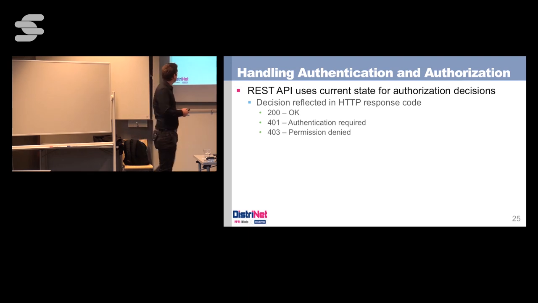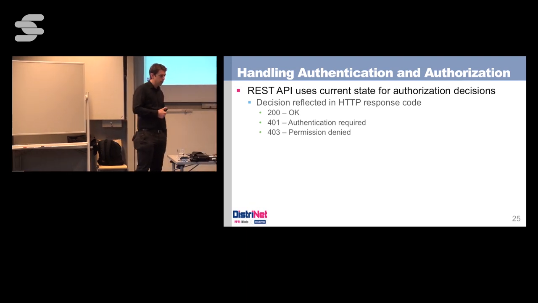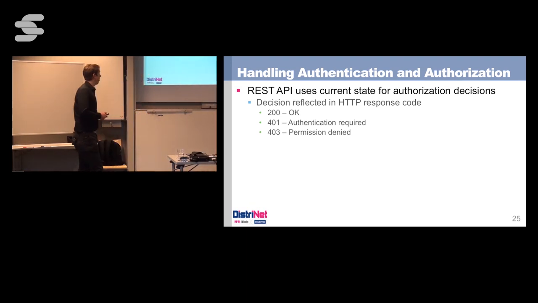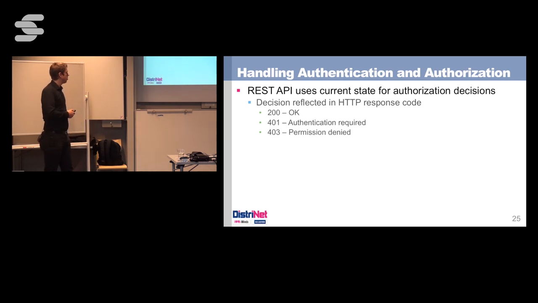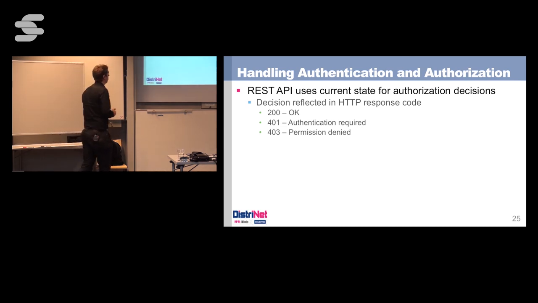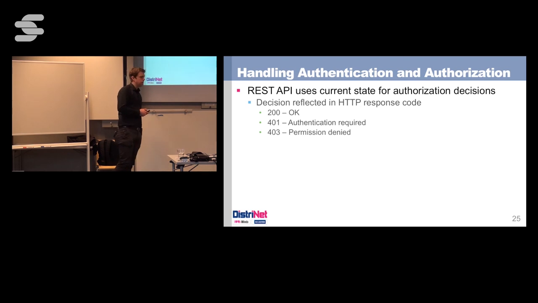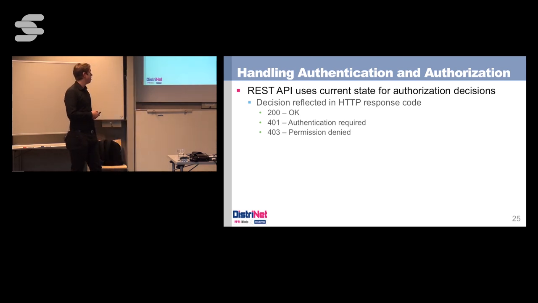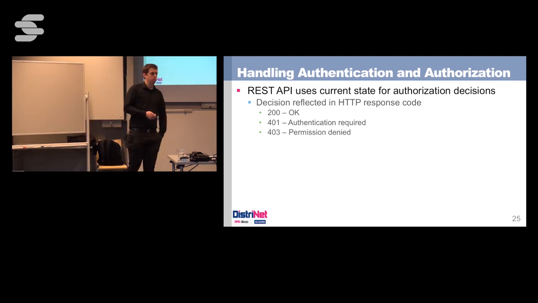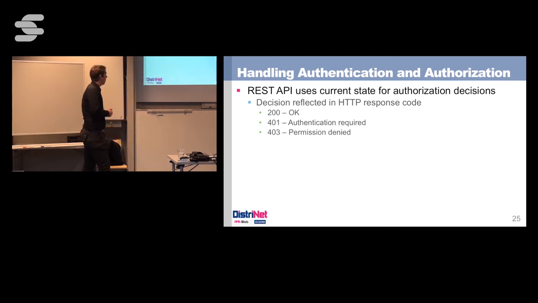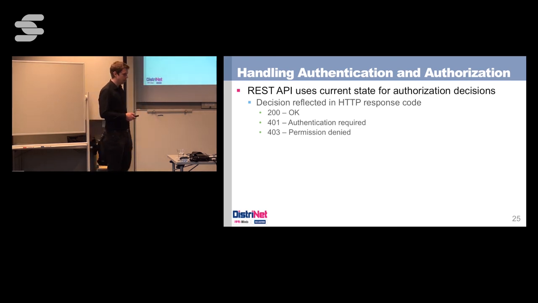Okay, so to handle authentication and authorization in your REST API, you essentially can use the HTTP response codes, as you should. Sending a 200 means that everything is fine. If something is requested without authentication, then you can send a 401, requesting the client-side application to provide some authentication data. And if permission is definitely denied, you send a 403.